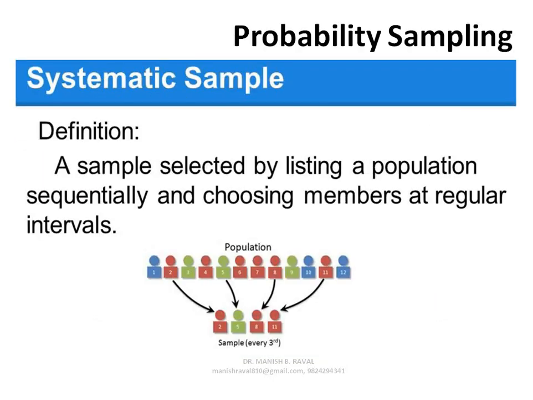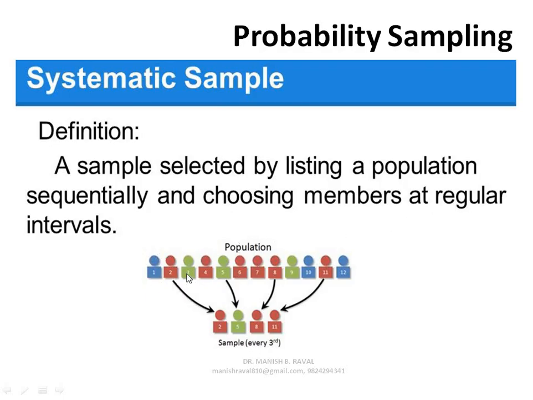Next one is systematic sampling. Systematic sampling, friends, the name itself suggests that it is very much systematic. Now what do we mean by systematic sampling? Let us understand by the definition. A sample selected by listing a population sequentially and choosing members at a regular interval.